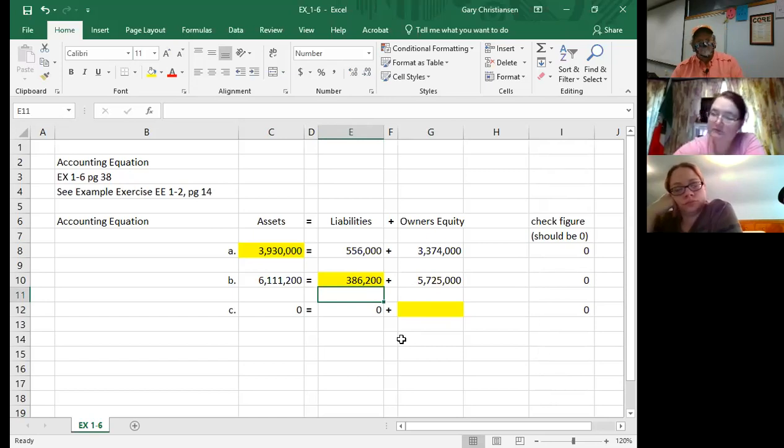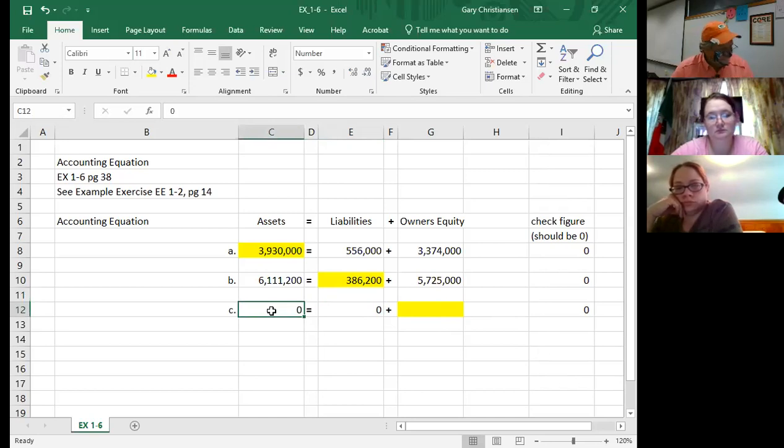And then finally, just like we did in the first exercise, exercise 4, where we knew our assets and our liabilities, then we'll calculate our owner's equity. Still a subtraction question. It's just we're subtracting liabilities this time.